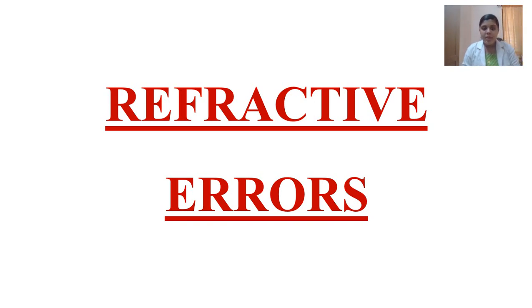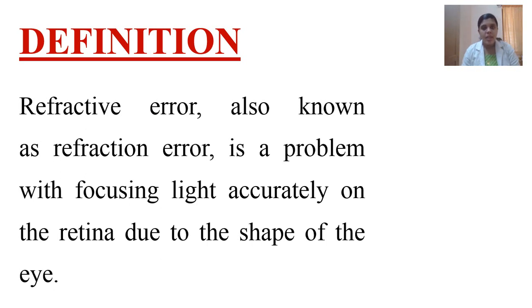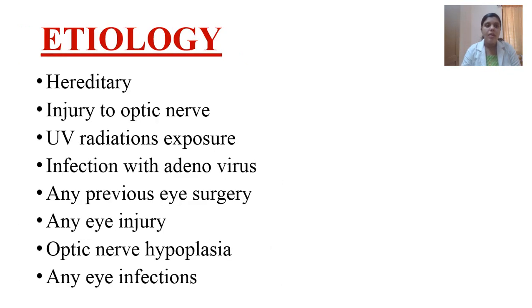So today we are going to discuss refractive errors in children. Refractive error is also known as refraction error. This is a problem that happens because of the inability of the light to accurately focus upon the retina, which is due to certain alterations in the shape or size of the eye or the shape of the retina.